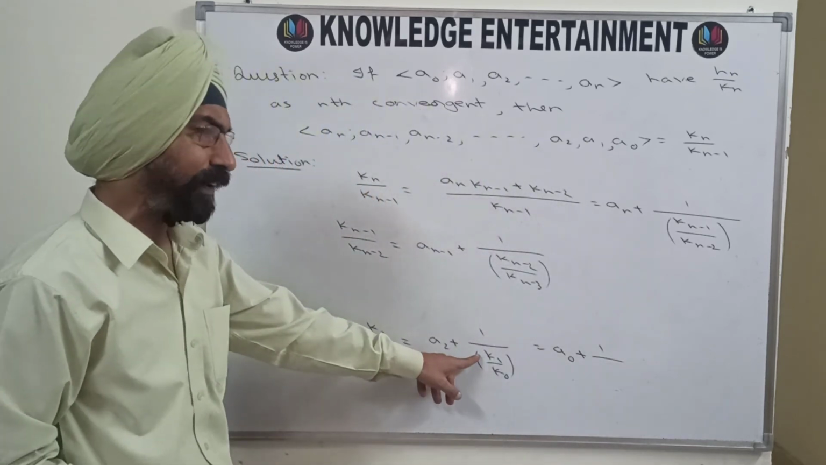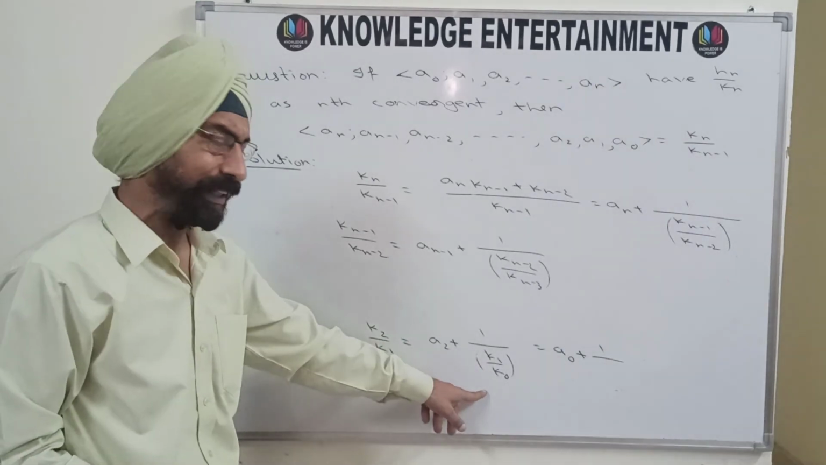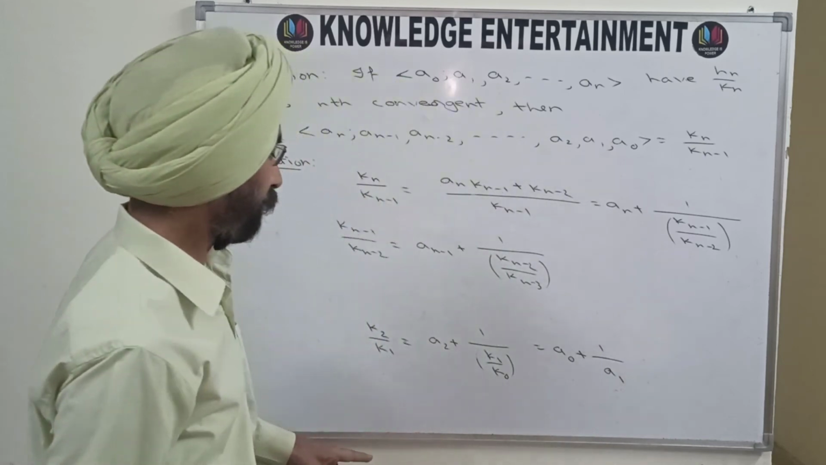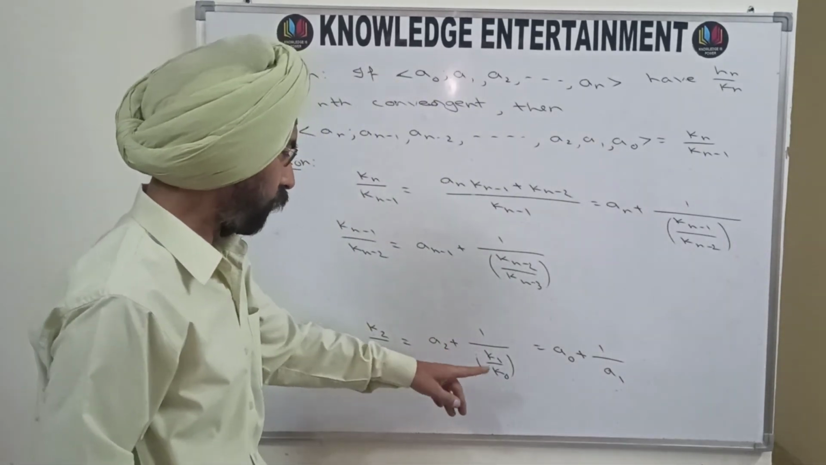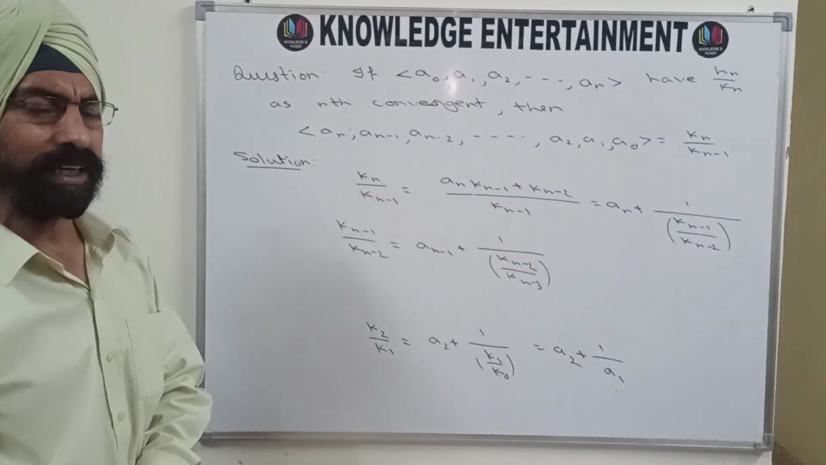What is the value of k_1? k_1 is a_1 and k_0 is 1. So a_1 divided by 1 is a_1. So you will get a_1 here. Here it is a_2, not a_0. So these are the steps you will get.